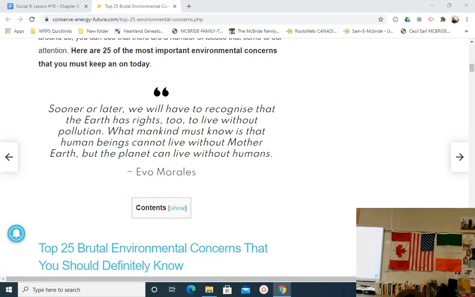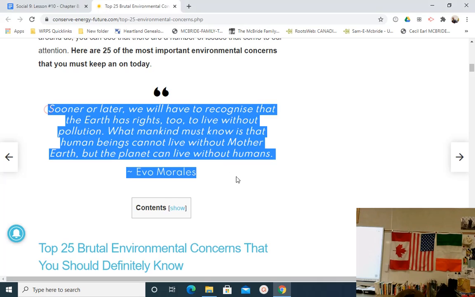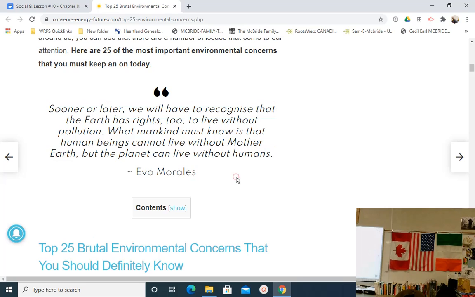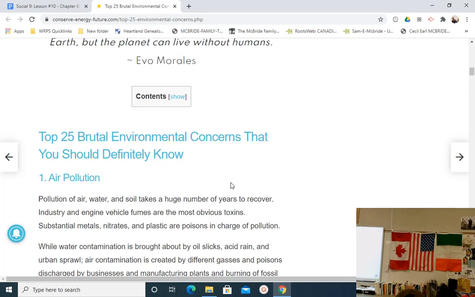So, sooner or later, we have to recognize that the Earth has rights too, to live without pollution. What mankind must know is that human beings cannot live without Mother Earth, but the planet can live without humans. So this is the type of quote that I will throw back at you on Monday for our evaluation, because that quote has an ideological perspective that is quite clear, and that ideological perspective is that environmentalism needs to be paramount in our decision making, that we need to take environmental concerns into consideration when we're planning our economic activities.